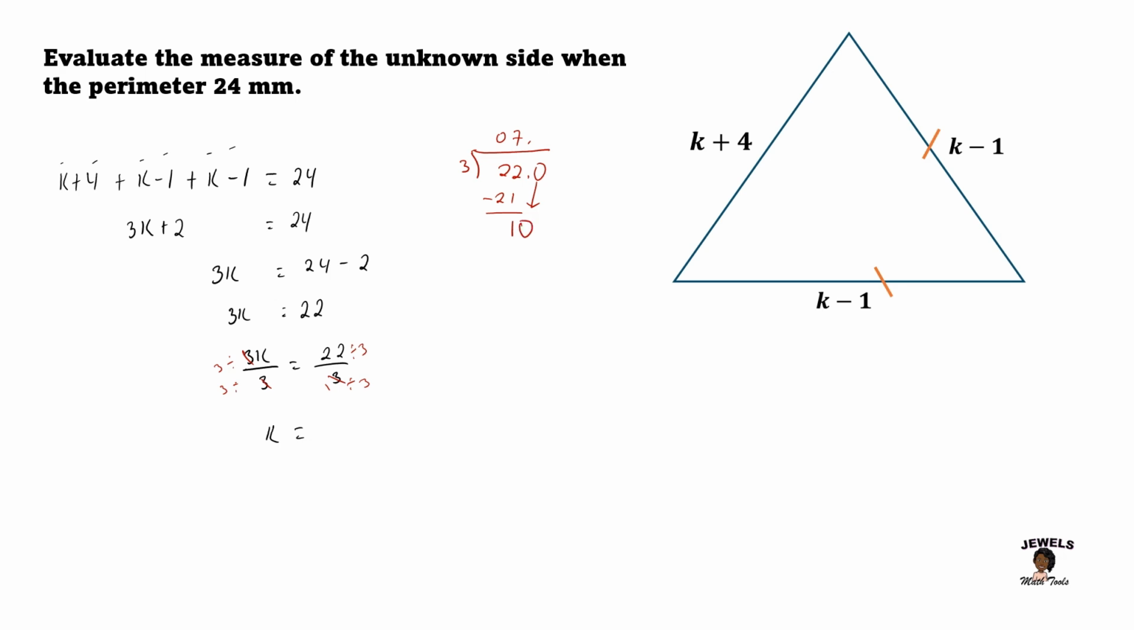So 3 will divide into 10. 3 times 3 is 9. And 10 minus 9, we get 1. And as you can see, I can tell that my 3 is going to be a recurring number because I'm going to keep repeating this pattern. So I'm going to round my answer off to 7.3 millimeters, and that will be the measurement of my side k.